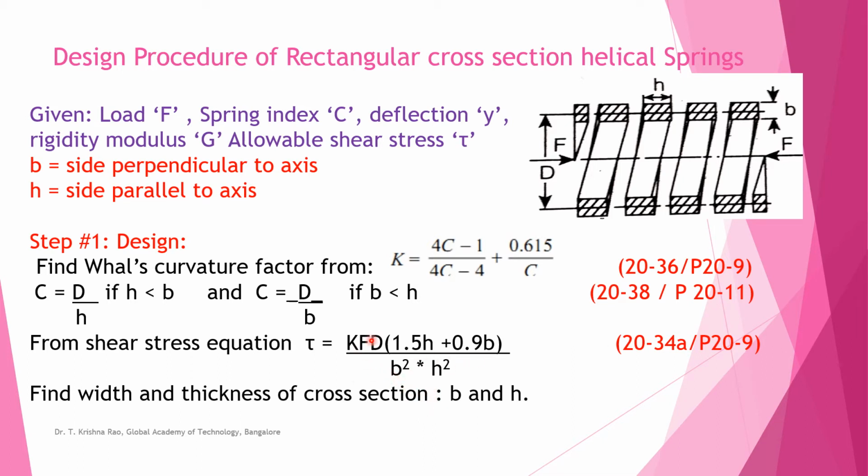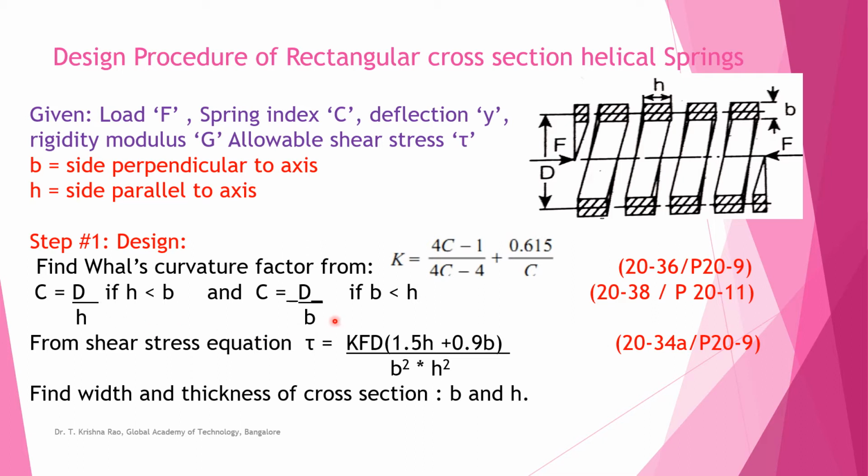In this equation, K as usual for any helical spring, K equals (4C minus 1) by (4C minus 4) plus 0.615 divided by C. This is the same for all types of helical springs, round cross section, rectangle or square. For rectangle it is given separately again, page number 20-36, which is the same as for circular cross section. Only thing is, C should be used very carefully. It is D by h or D by b, whichever is smaller in the denominator is used here.